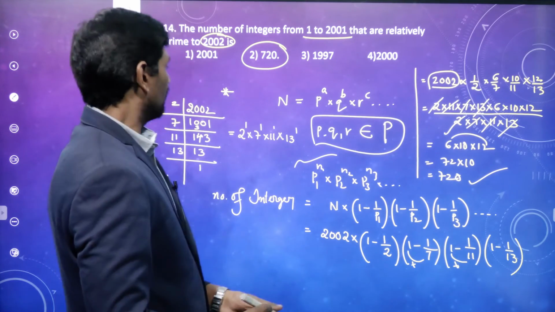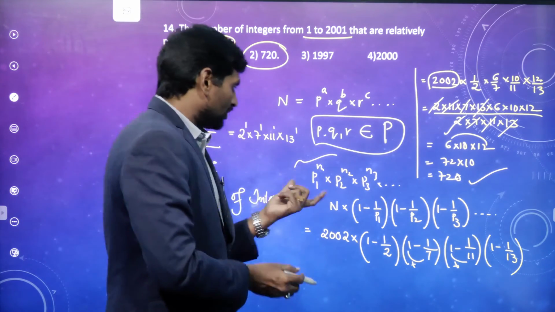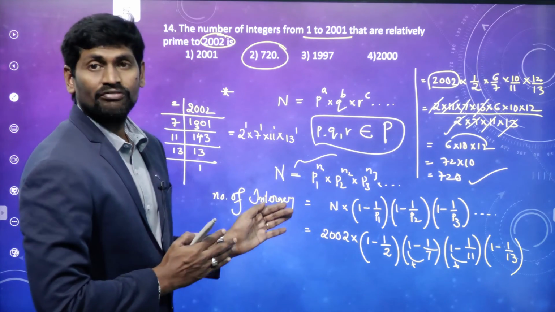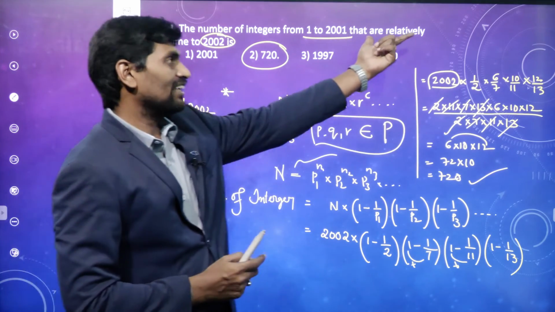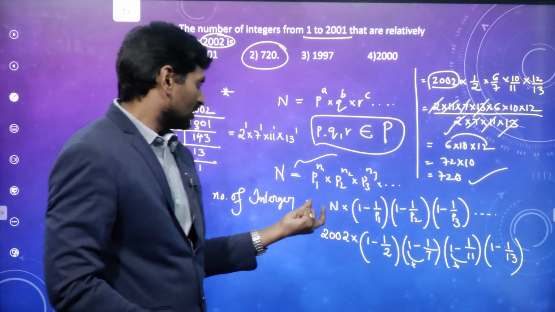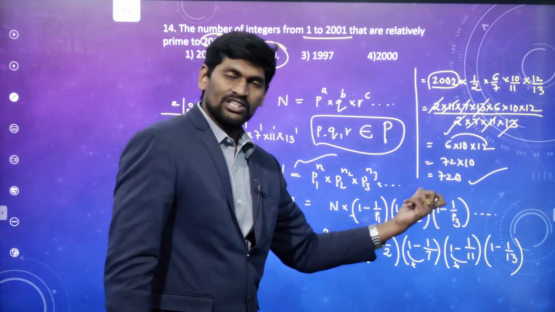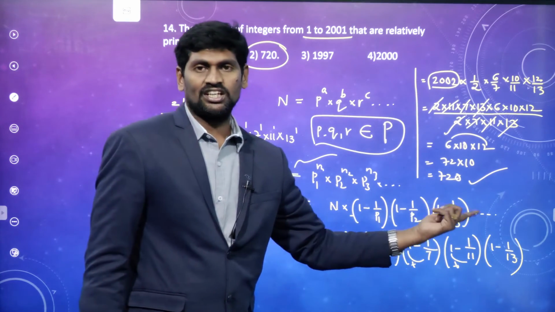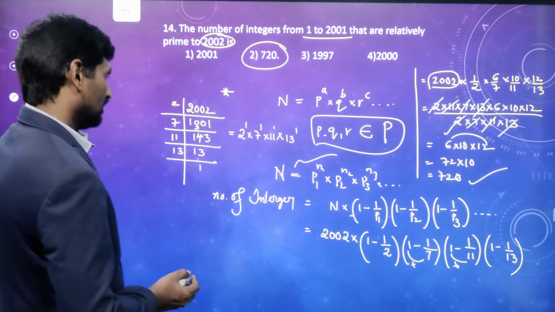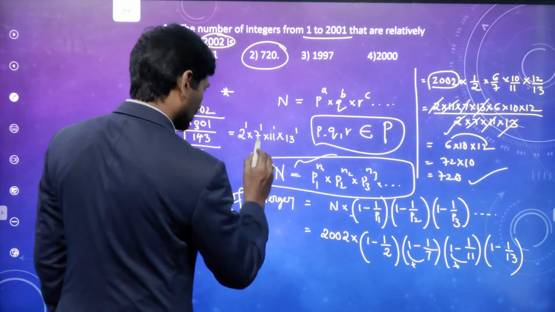So just listen to this, only your totient number. The totient theorem is nothing but: a composite number is expressed as a product of prime numbers. The number of integers which are relatively prime to the given composite number is given by the formula n into (1 minus 1 by p1), (1 minus 1 by p2), (1 minus 1 by p3) and so on, where p1, p2, p3 are prime numbers. This is very, very important. Please note it, children.